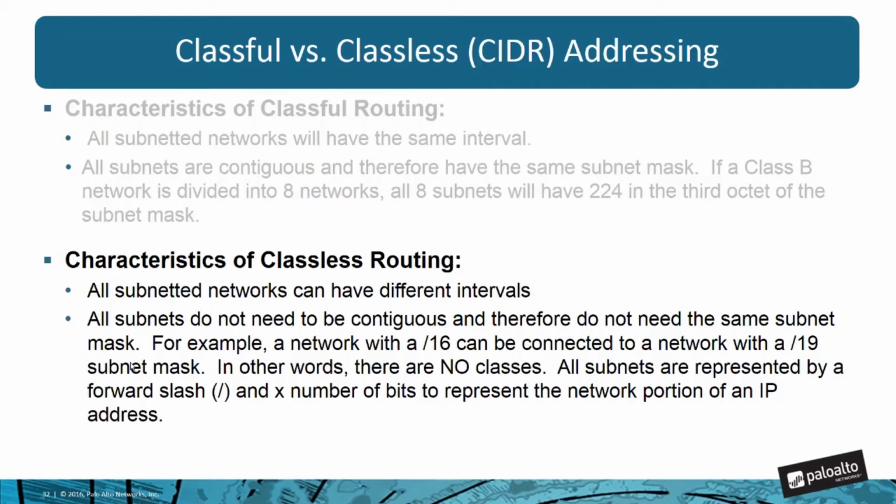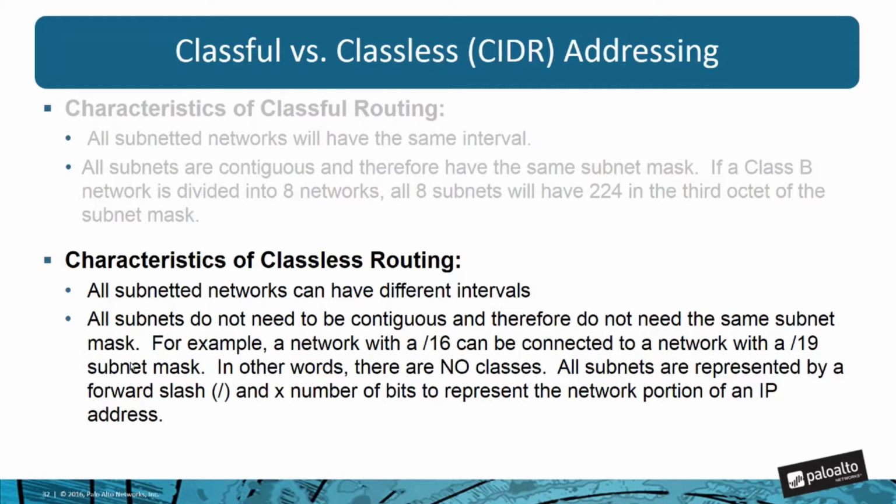In classless routing or CIDR, all subnetted networks can have different intervals, meaning that on one side of a router, I could have a certain subnet mask, and on the other side of the router, it would be different. So all subnets don't need to be contiguous. For example, you could have a /16 on one side of a router with a /19 on the other side of the router. In other words, there are no classes. All subnets are represented by a / and a number of bits, or X number of bits, to represent the network portion of the IP address.